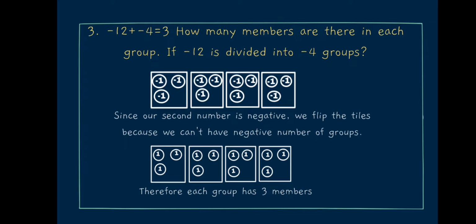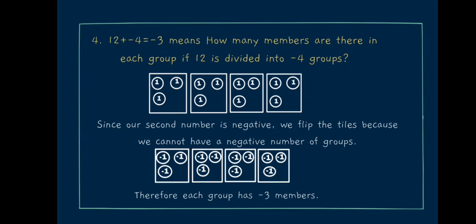Example number 3. Negative 12 divided by negative 4 is equal to positive 3. How many members are there in each group if negative 12 is divided into negative 4 groups? Since our second number is negative, we flip the tiles because we cannot have a negative number of groups. So the negative converts into a positive, therefore each group has 3 members.